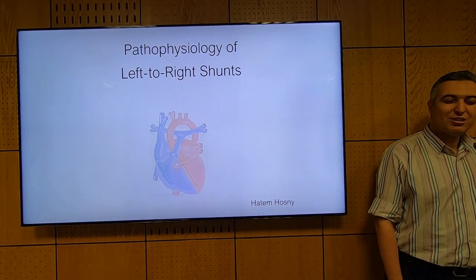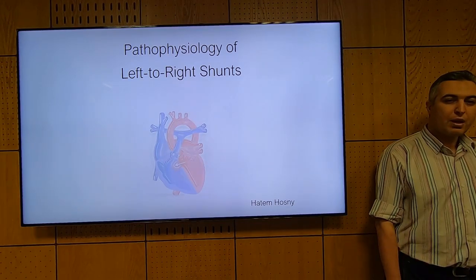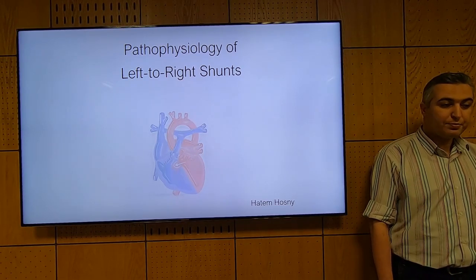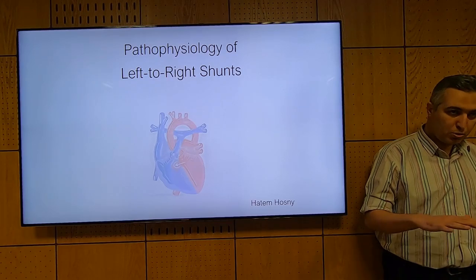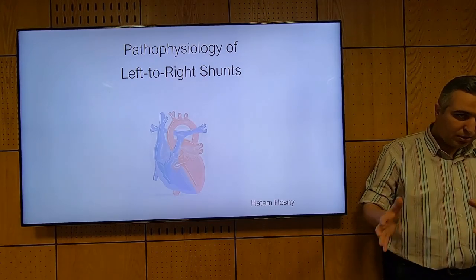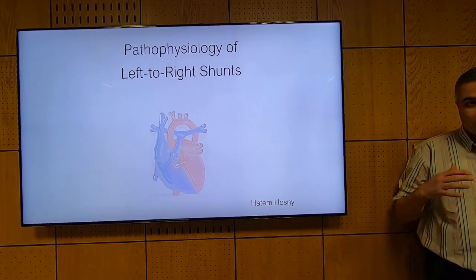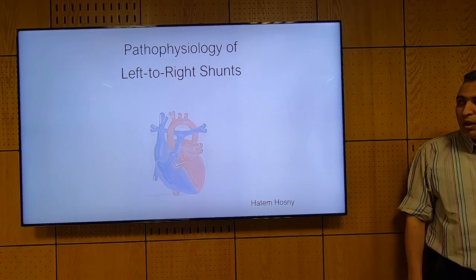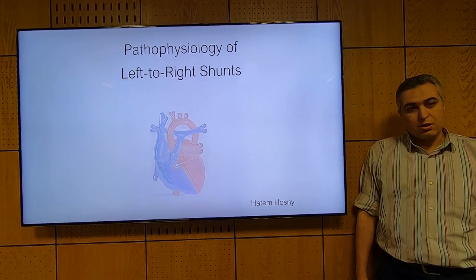So today, inshallah, we're starting a series of topics about congenital heart disease. We'll start from the very beginning. We assume no previous knowledge of congenital heart disease. However, we'll probably be building up to quite advanced topics. So today we start with the pathophysiology of left-to-right shunts.